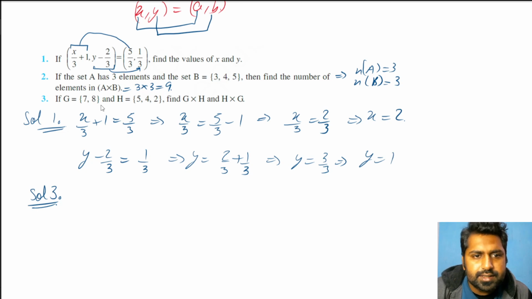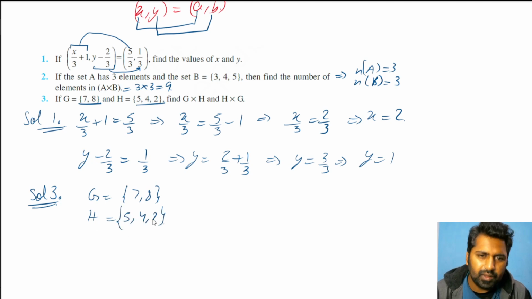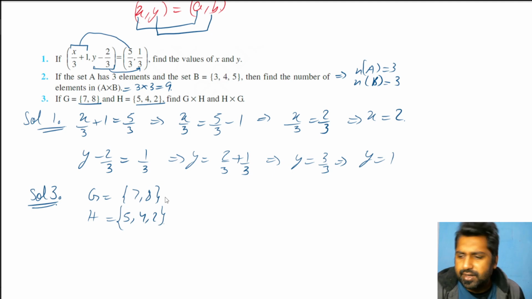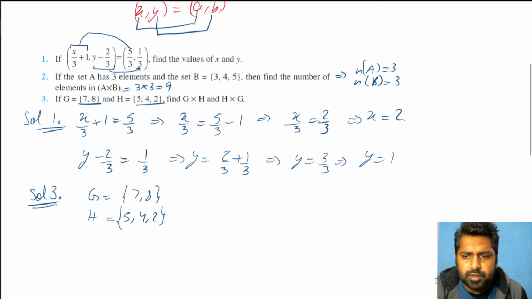Now next question: set G is given, set H is given. So G is 7, 8, H is 5, 4, 2. It's not necessary that elements of each set have to be different. They can be the same also. Means H can also have 7 as an element. So it doesn't make much of a difference.